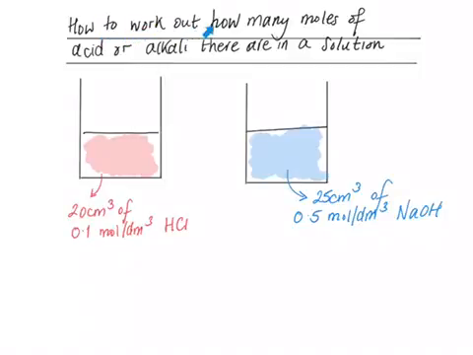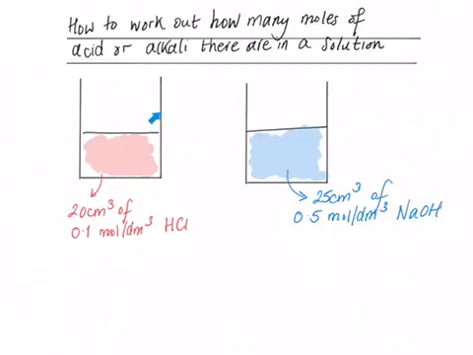How to work out how many moles of acid or alkali there are in a solution. So here we're given two solutions, one of acid and one of alkali. And the question would say there were 20 centimetres cubed of 0.1 mole per decimetre cubed HCl, hydrochloric acid. And in the right hand beaker there are 25 centimetres cubed of 0.5 moles per decimetre cubed NaOH, sodium hydroxide.